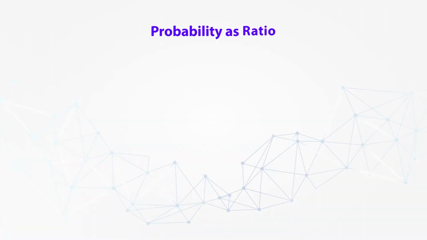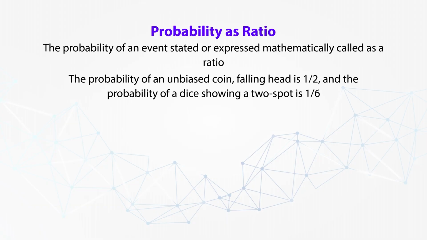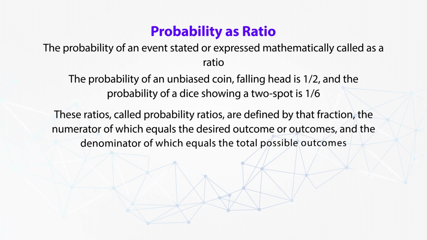And there is probability as a ratio. The probability of an event is expressed mathematically as a ratio. The probability of an unbiased coin falling a head is 1 by 2, and the probability of a die showing a 2 spot is 1 by 6. This ratio, called the probability ratio, is defined by a fraction, the numerator of which equals the desired outcomes and the denominator of which equals the total possible outcomes.